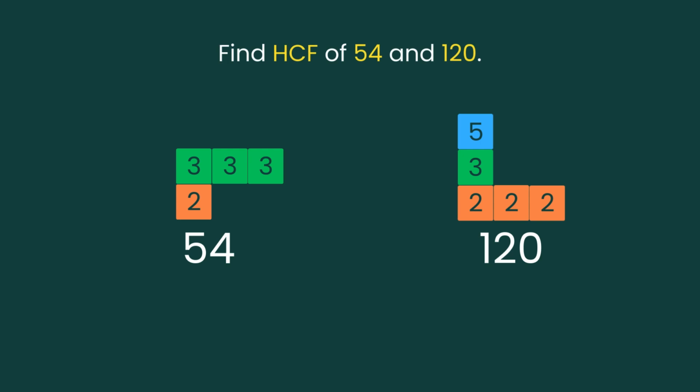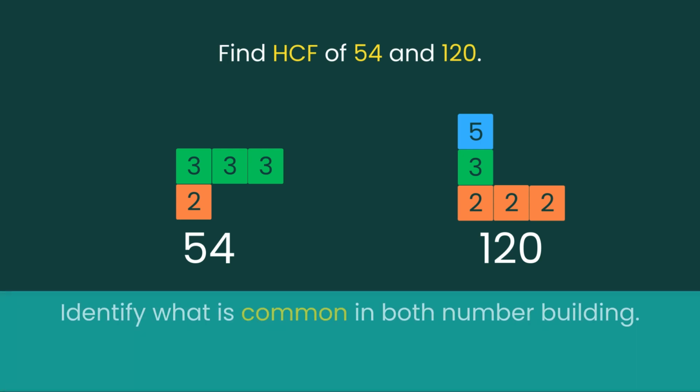To find the highest common factor, HCF, of 54 and 120, we identify what's common in both number buildings. Both have one card of 2 and one card of 3 in common, so the HCF of 54 and 120 is 2 times 3 equals 6.